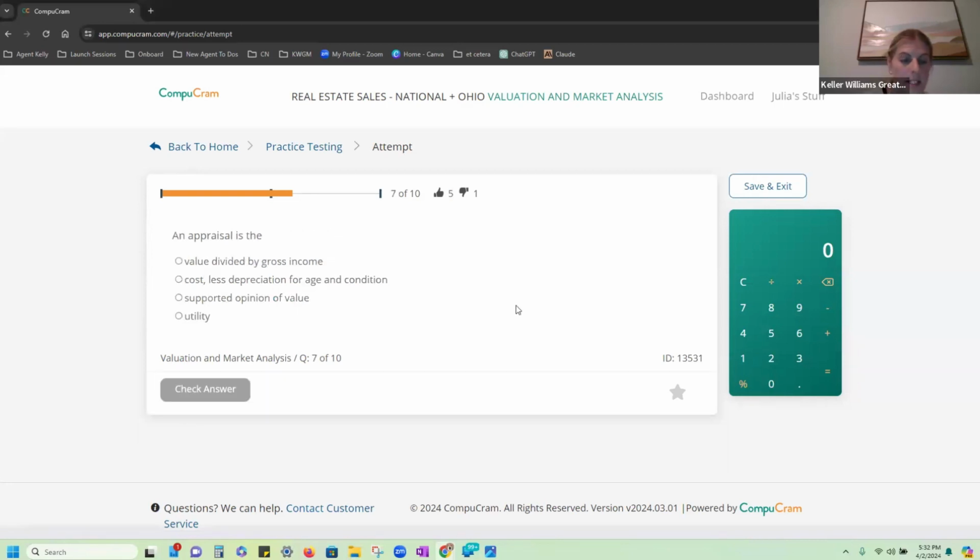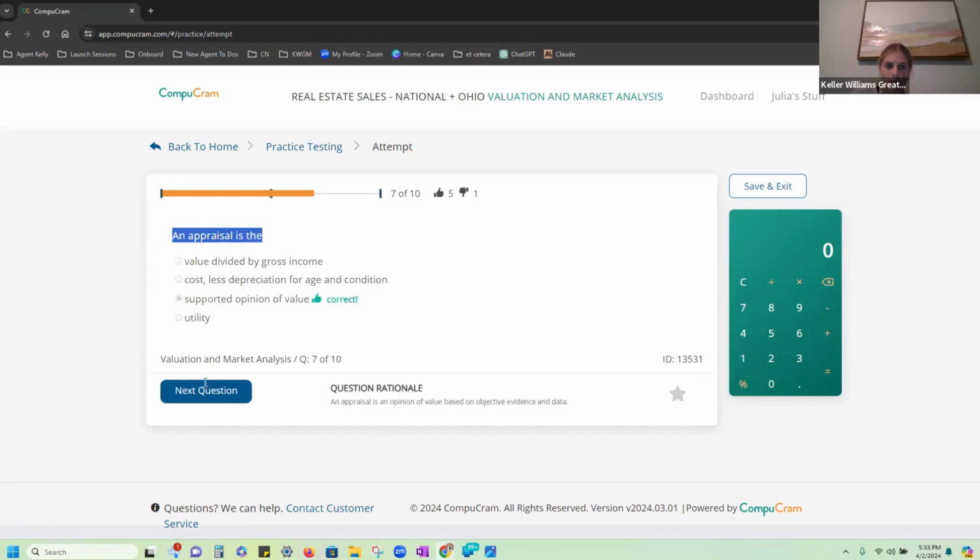An appraisal is the A, value divided by gross income; B, cost less depreciation for age and condition; C, support opinion of value; or D, utility. So, definition of appraisal. C, and that is correct. So an appraisal is an opinion of value based on objective evidence and data.